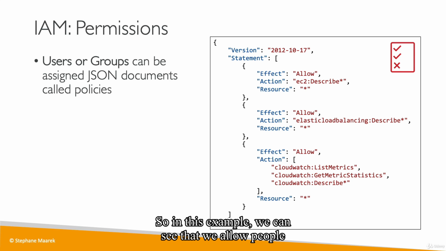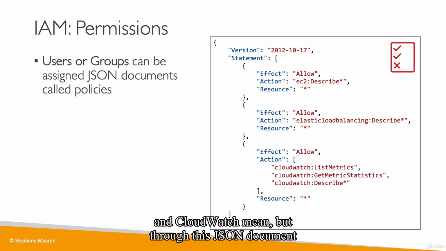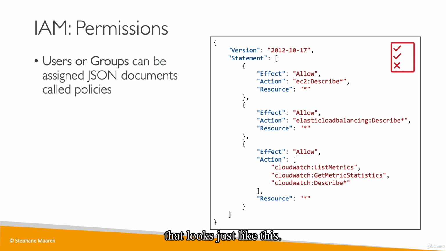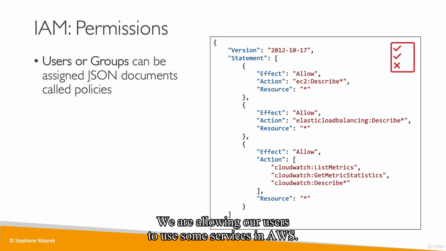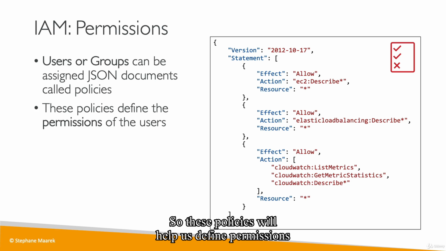So in this example, we can see that we allow people to use the EC2 service and do describe on it, to use the Elastic Load Balancing service and do describe on it, and to use CloudWatch. Now we'll see what EC2, Elastic Load Balancing, and CloudWatch mean, but through this JSON document that looks just like this, we are allowing our users to use some services in AWS. So these policies will help us define permissions of our users.